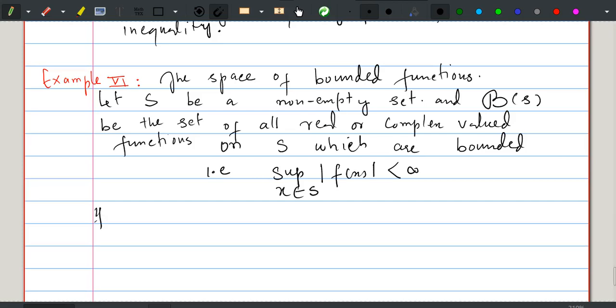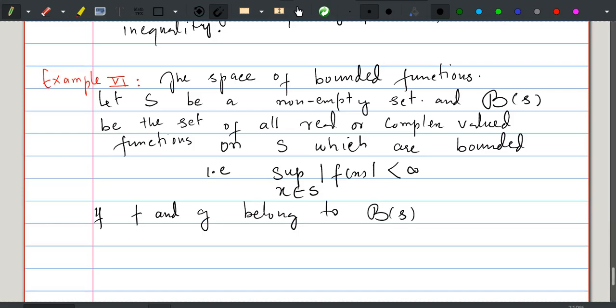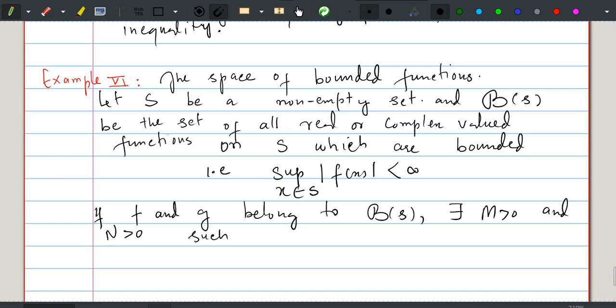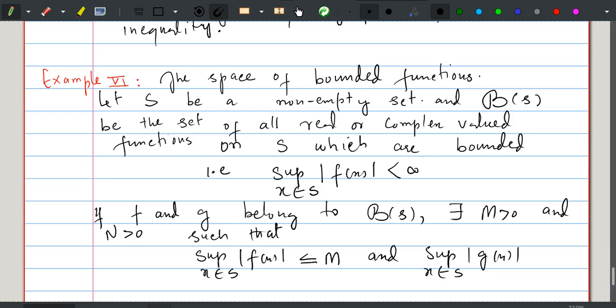Now if f and g belong to B of S, that means they are bounded. Now being bounded, there must exist positive real numbers, say m and n, such that supremum of absolute value of f of x, where this x runs over S, is less or equal to m, so m is an upper bound for f, and supremum of absolute value of g of x, where x runs over S, is less or equal to n.